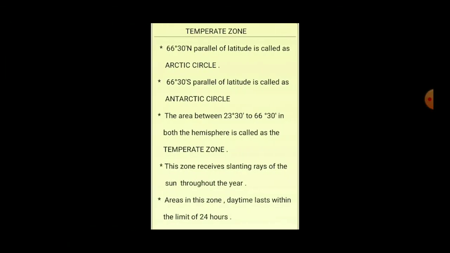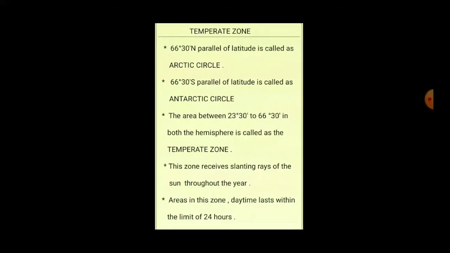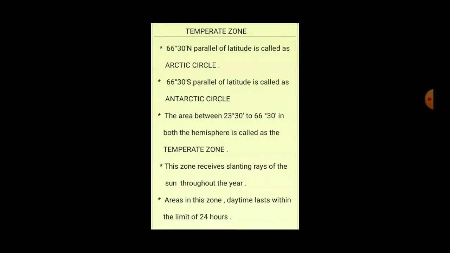Now we come to the temperate zone. If we draw the 66.5 degree north or 66 degree 30 minutes north parallel, which is also called the Arctic Circle, and the 66.5 degree south parallel, also called 66 degree 30 minutes south, which is the Antarctic Circle, we get the Arctic and Antarctic circles. So the 66.5 degree north latitude is called the Arctic Circle, and the 66.5 or 66 degree 30 minutes south latitude is called the Antarctic Circle.